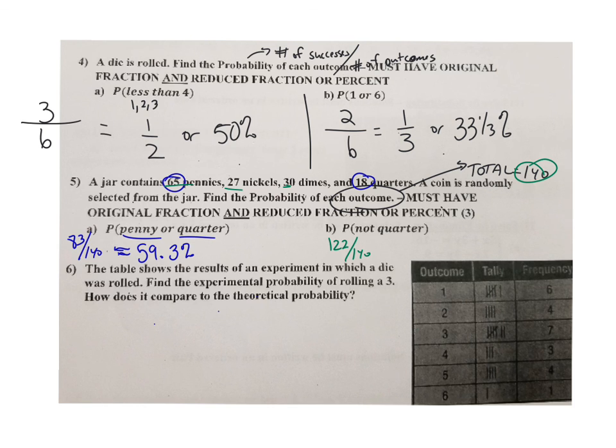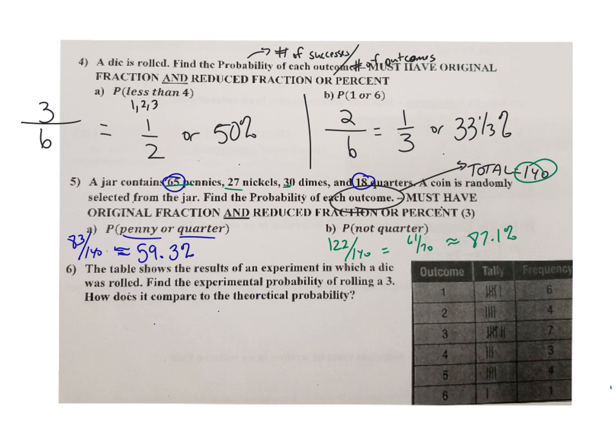over 140. All right. I could simplify that. I could divide everything by 2 and that gives me 61 over 70. All right. So this could be equal to 61 over 70. Or, most of us are going to put a percentage because that makes more sense. So the percentage of not a quarter is about 87.1%.